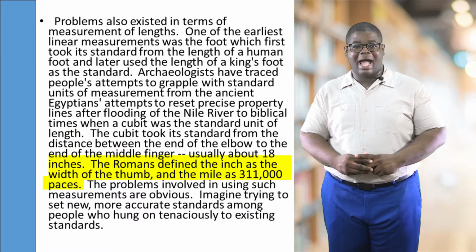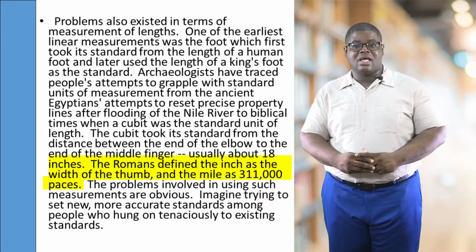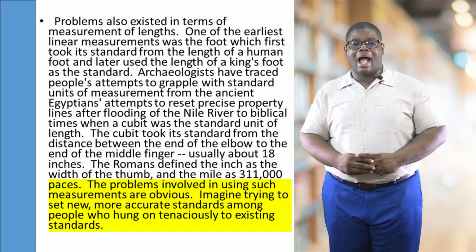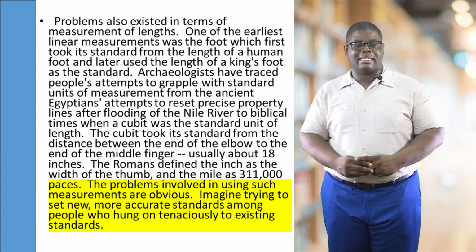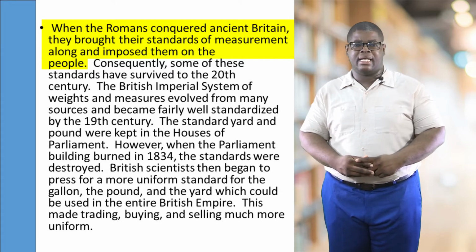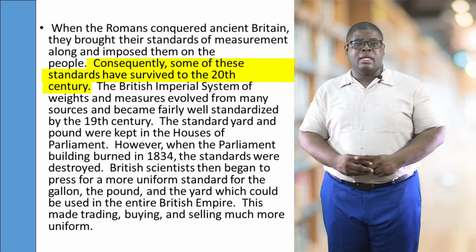The Romans defined the inch as the width of the thumb and the mile as 311,000 paces. The problems involved in using such measurements are obvious. Imagine trying to set new, more accurate standards among people who hung on tenaciously to existing standards. When the Romans conquered ancient Britain, they brought their standards of measurement along and imposed them on the people. Consequently, some of these standards have survived to the 20th century.